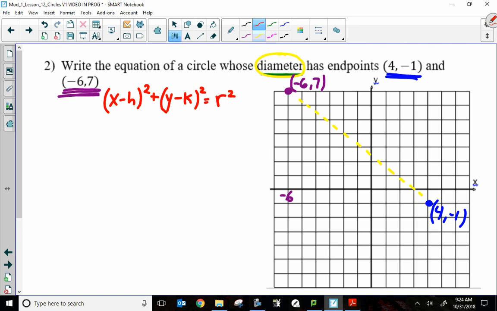All right? My radius is half of my diameter. So I need to find the midpoint. Not only do I need to find the midpoint to get my radius, the midpoint of the diameter is going to be the center of my circle. The center of my circle is h and k. So I really need to find that midpoint right now. You can eyeball it. It looks like maybe it should be right here. But let's check it out.